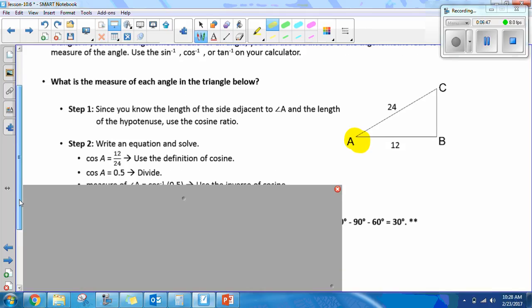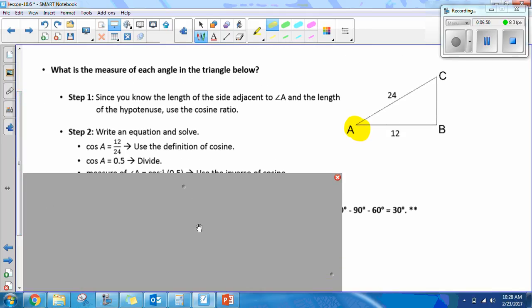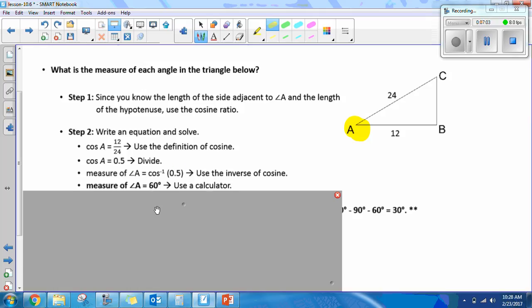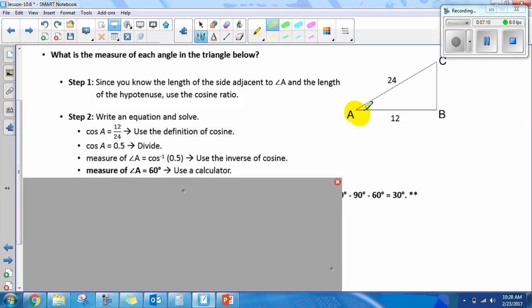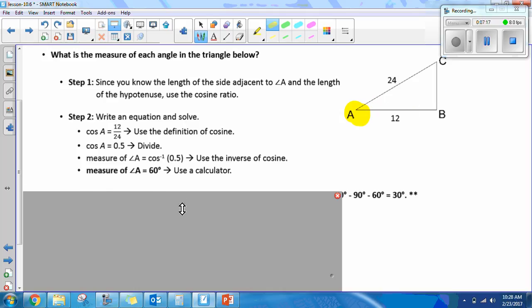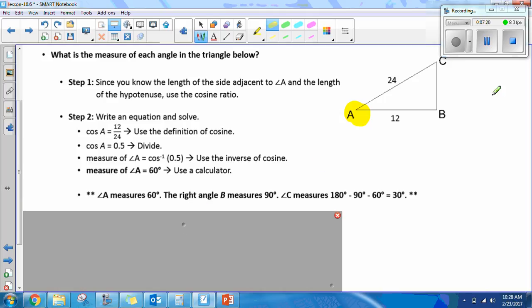We can simplify 12 over 24 to 0.5. And in order to figure out the measure of angle A, we use the inverse of cosine. So the inverse cosine of 0.5 will give us the measure of angle A. We use a calculator for this, and we get 60 degrees. Now that we know angle A is 60 degrees, we also know that angle B is our right angle. We can figure out the third angle by using a special property of any triangle, that all three angles of a triangle have to add up to 180 degrees. So we do 180 minus 90 minus 60 to figure out that angle C is 30 degrees.